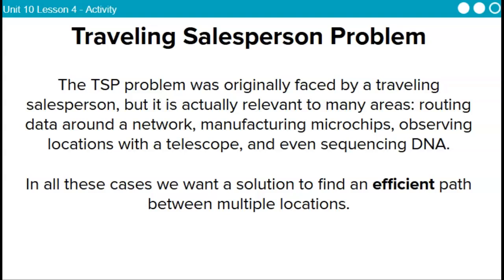This was a problem that was originally faced by a traveling salesperson, but it's relevant to many, many areas today, including routing data around a network, manufacturing microchips, observing locations with a telescope, or even sequencing DNA. In all of these situations, we want to find a solution that has the most efficient path between multiple locations. My husband works for Best Buy, and they have what's called supply chain management, where they're trying to ship their products out. How can they get their products out in the most efficient way? That's the traveling salesperson problem.